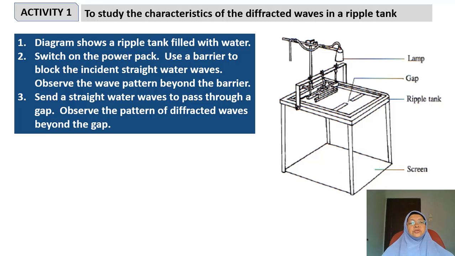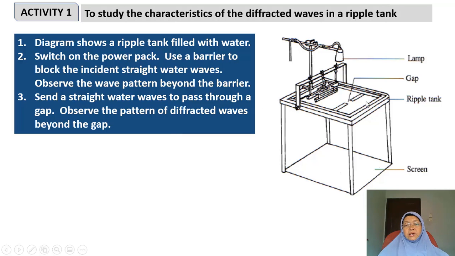Okay, now we continue to activity 1 to study the characteristic of the diffracted wave in the ripple tank. This is a ripple tank. We fill the ripple tank with water. We have two barriers to form gaps. What we do is switch on the power pack, use a barrier to block the incident straight water wave, and observe the water wave beyond the barrier. Then send a straight water wave to pass through a gap. Observe the pattern of diffracted wave beyond the gap.